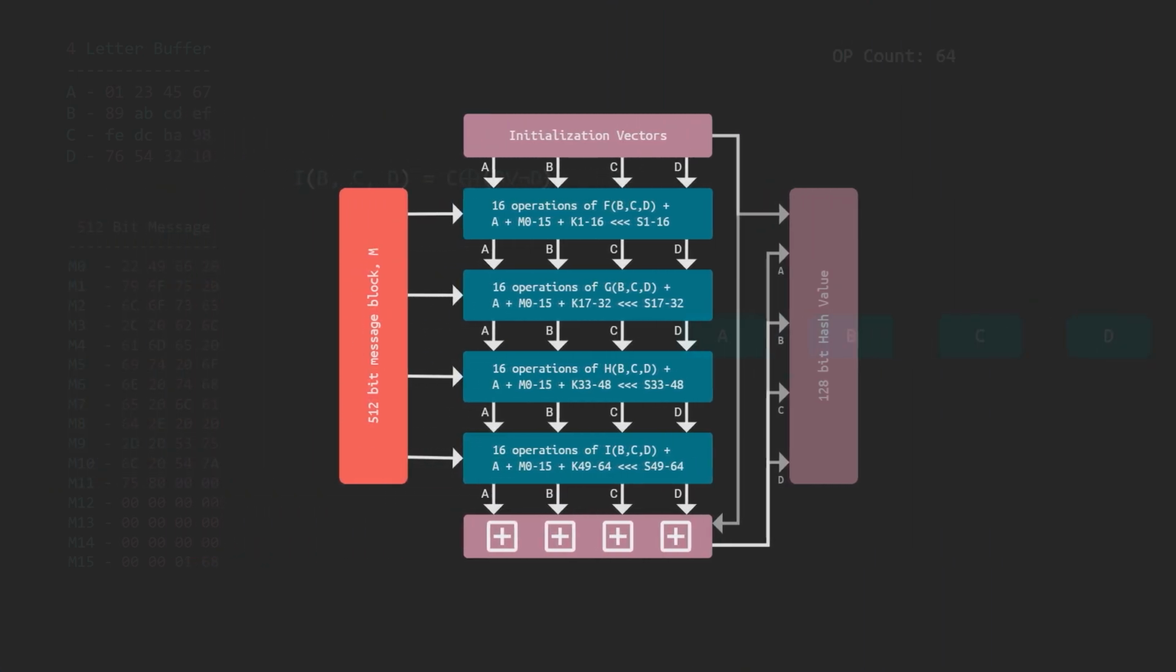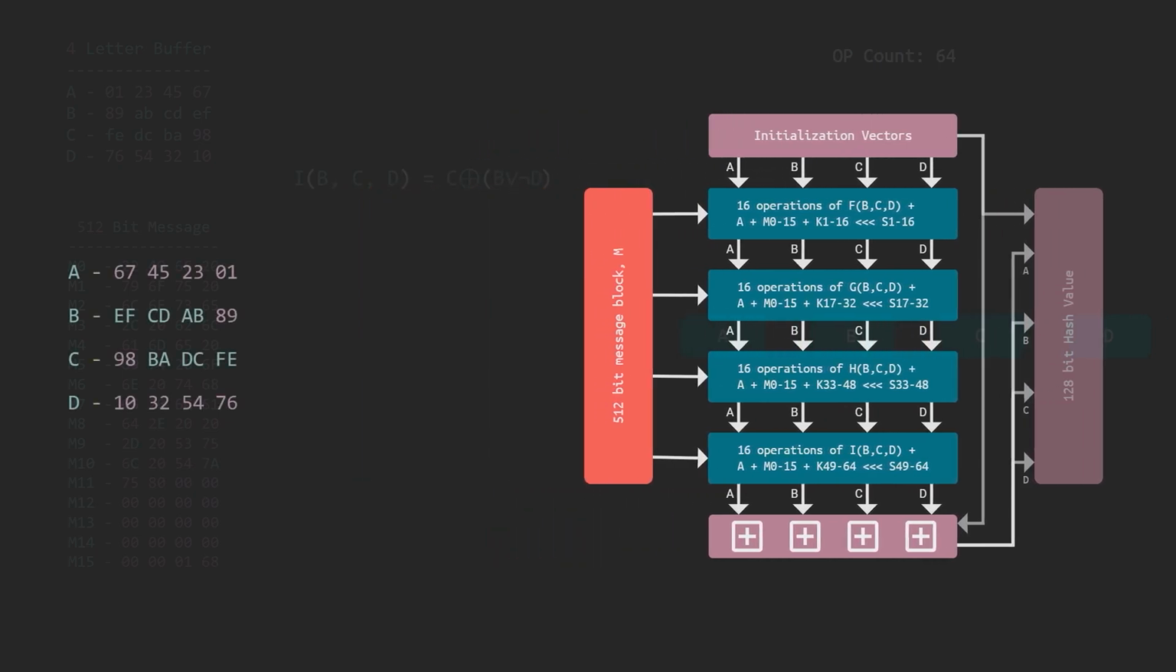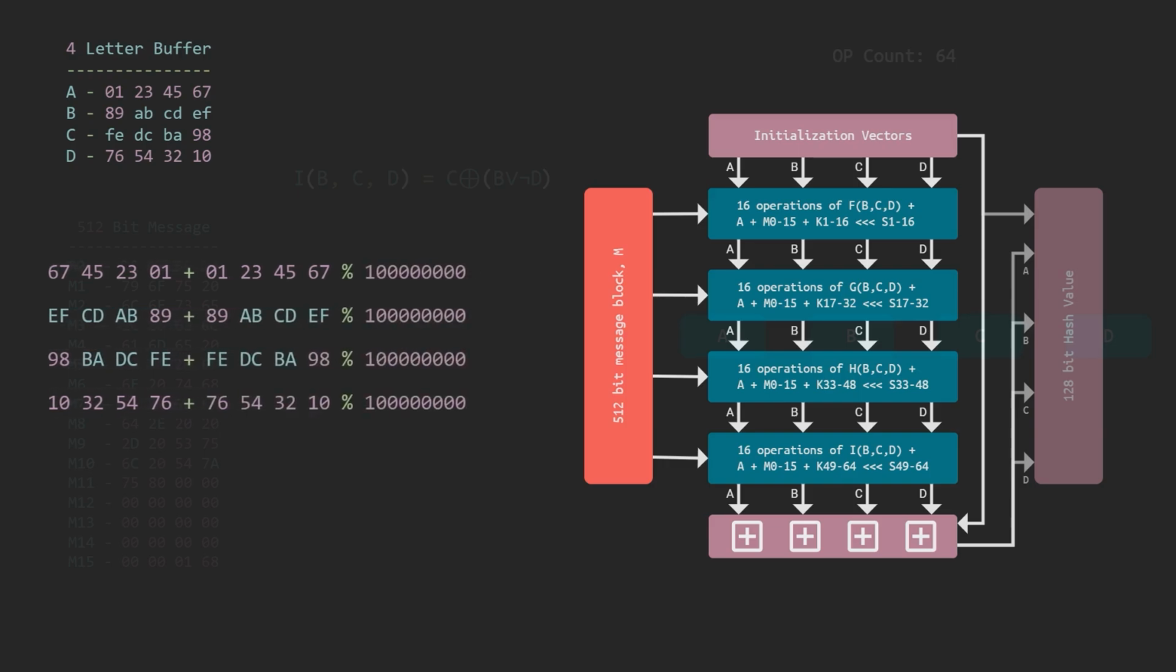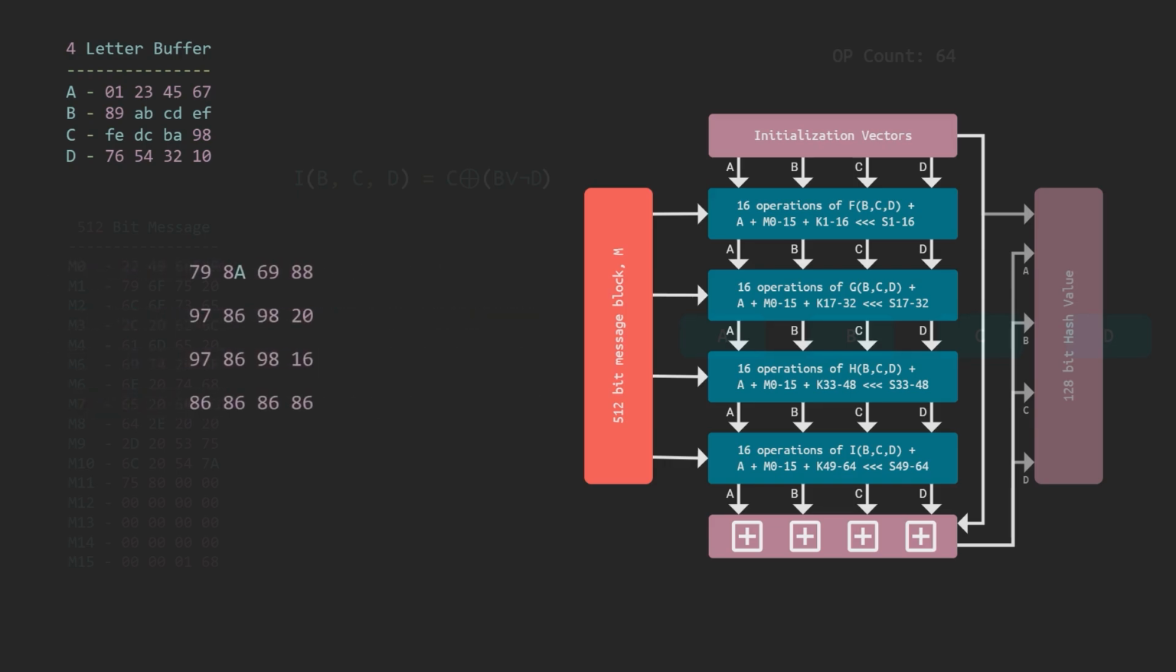As you can see, there are a bunch of symbols for modular additions. Here, the values of A, B, C, and D are added with the initial values of the buffer. That means these values again. The current values are added with the initial values. After that's done, we get the final values for A, B, C, and D. Now, we just need to concatenate them together and we have our final hash value.